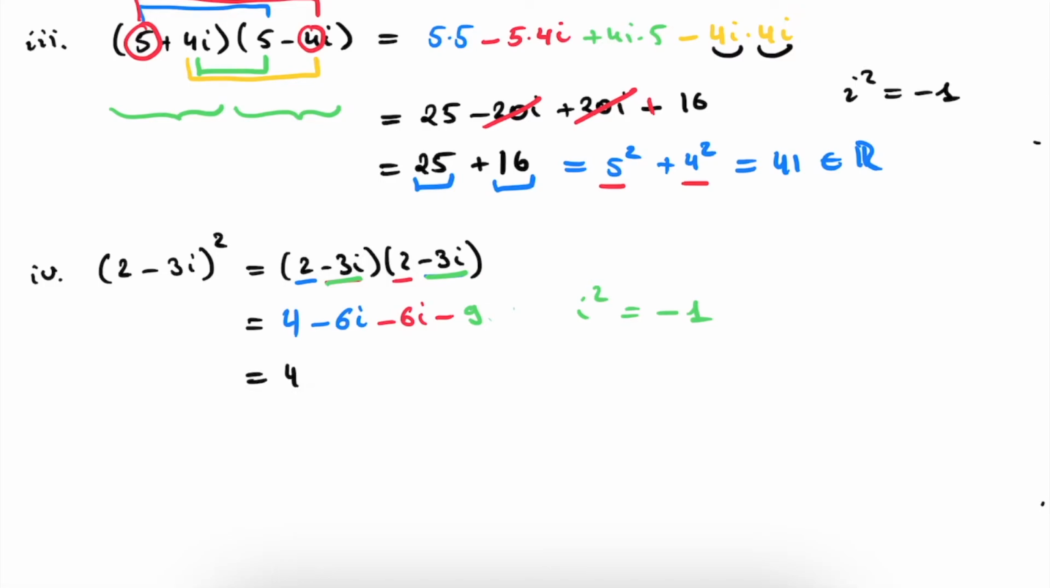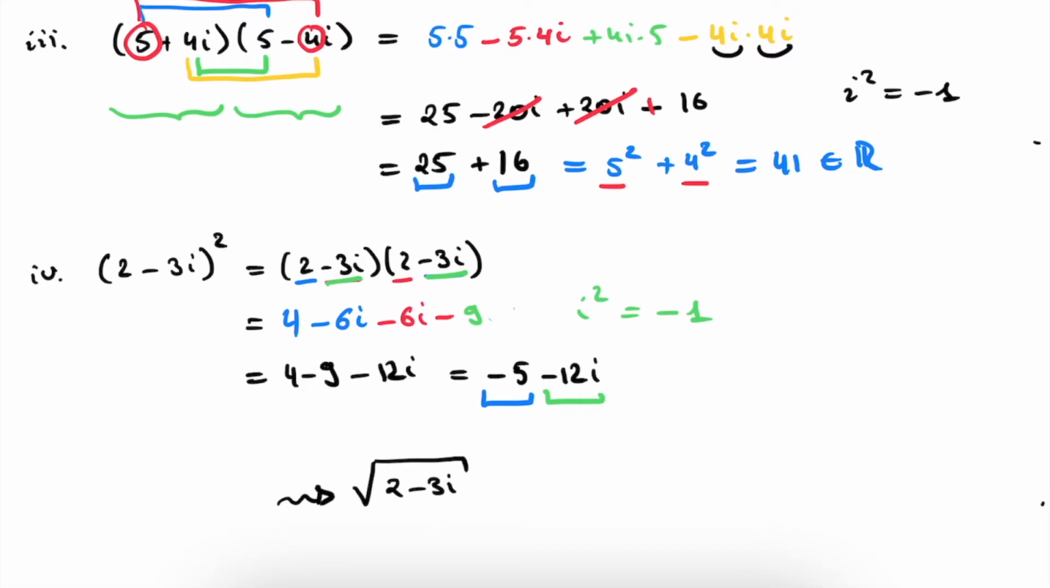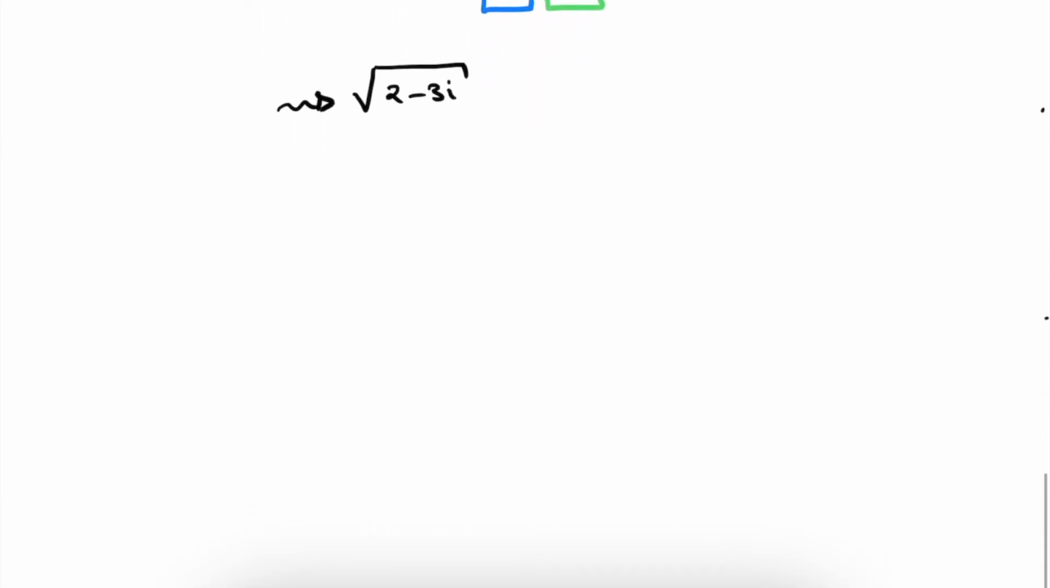This gives us 4 minus 9 minus 12i, or written differently, minus 5 minus 12i. So if we square this particular complex number, we again get a complex number with a real part being minus 5 and an imaginary part being minus 12i. Having now taken the square of this complex number, what would be the square root of the same complex number? Well, turns out that this is a bit more involved, and this is exactly what we will do in the next video. However, before we can tackle such issues, let's first look at how to divide two complex numbers.